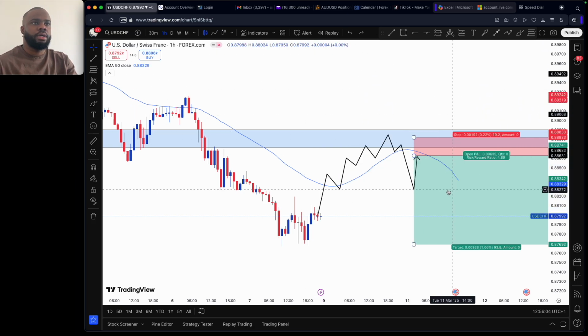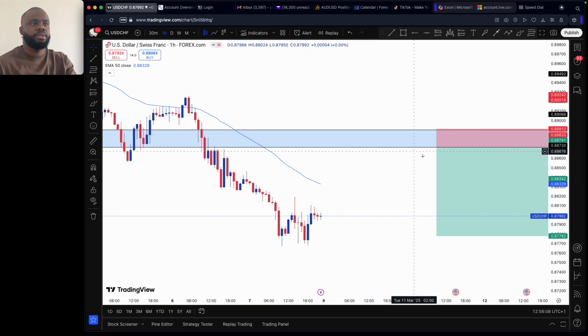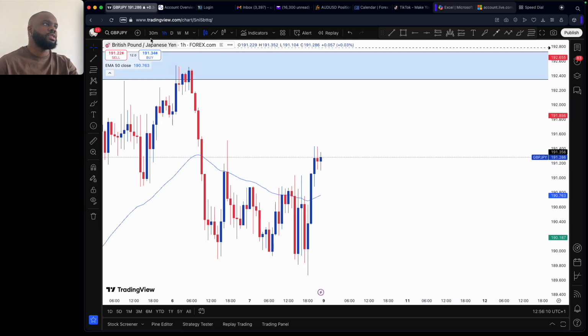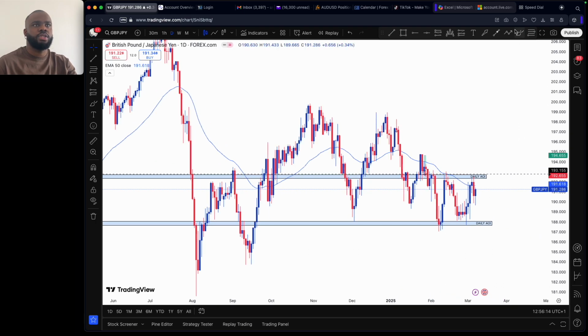Then the next pair, let's go to the next pair. The next pair is GBP JPY. So on GBP JPY, I am still neutral on this pair, not until we get a daily body close above and retest to buy, or a body close below here, retest and sell.